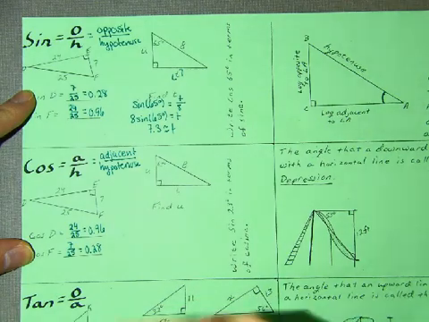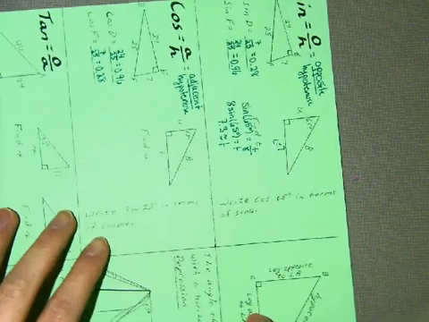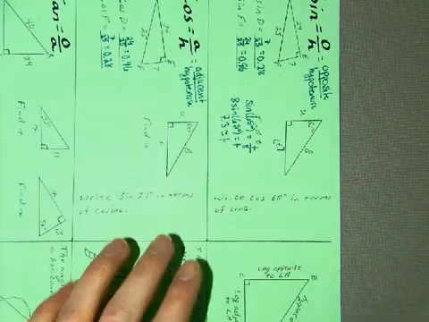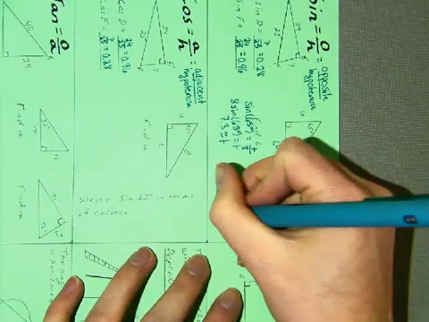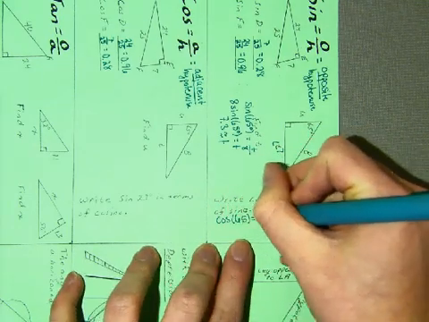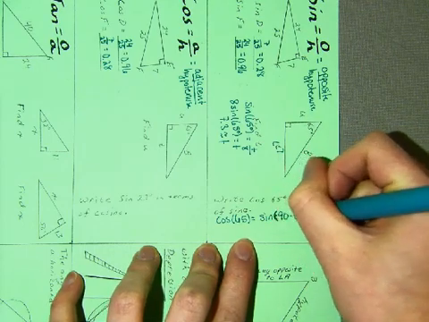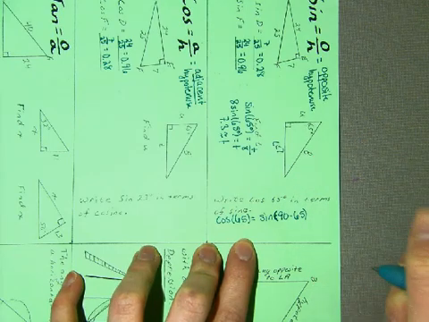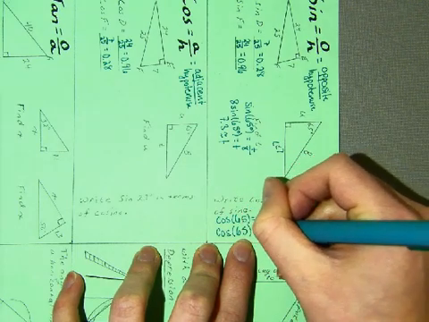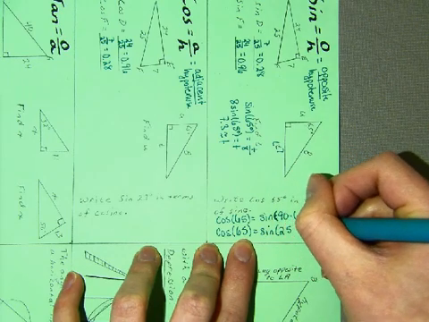So when we write sine and cosine in terms of each other, we do this by subtracting our angle measurement from 90 degrees. So if you turn your foldable, it says write cosine of 65 in terms of sine. So we're going to write cosine of 65 equals sine of 90 minus 65. So that will tell us that cosine of 65 degrees is equal to sine of 25 degrees.